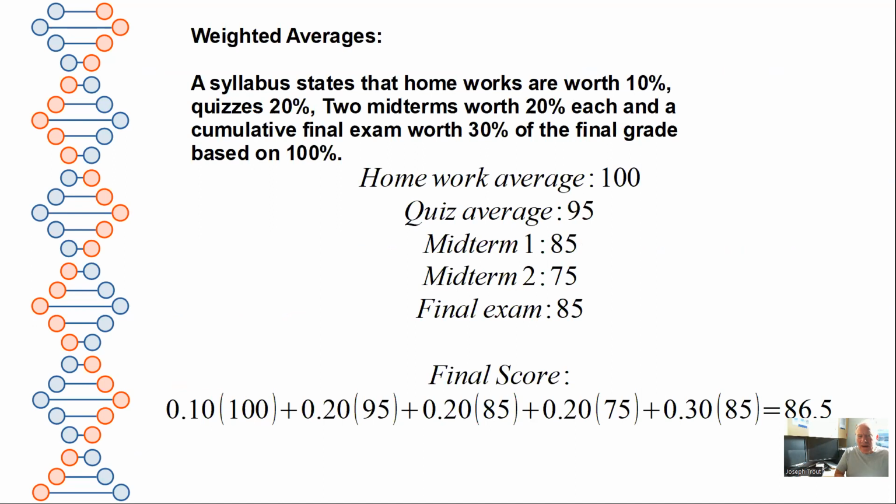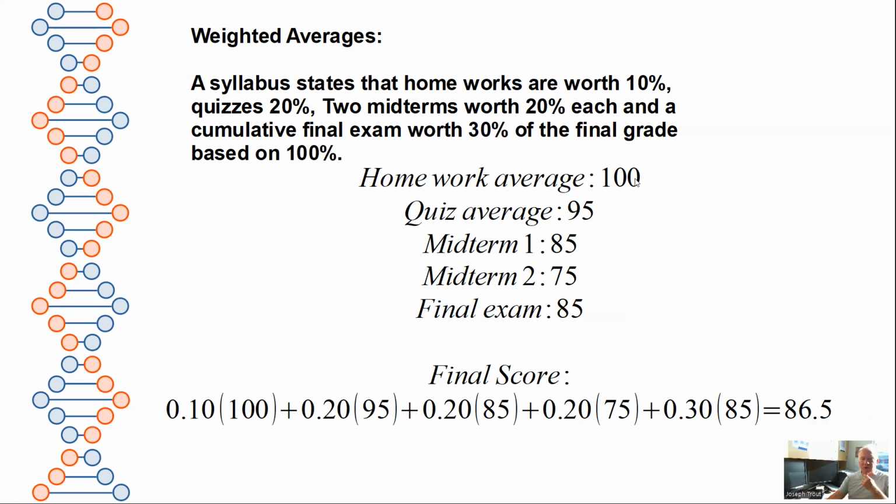There's also something called weighted averages, right? And for example, let's say a syllabus says that homeworks are worth 10% and quizzes 20%. And there's 2 midterms and they're 20% each, and a cumulative final. And this gives us up to 100%, right? So we have 10% plus 20% is 30%, plus 40%, because there's 2 midterms, is 70%, and then 30 for the final is 100%.